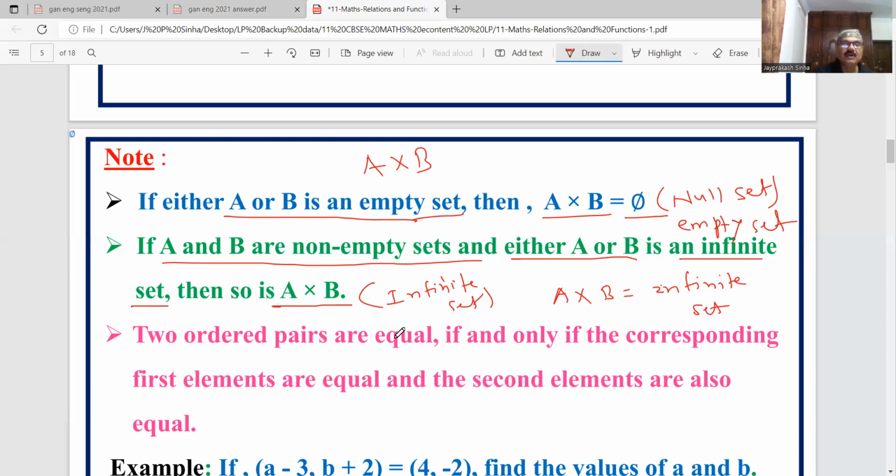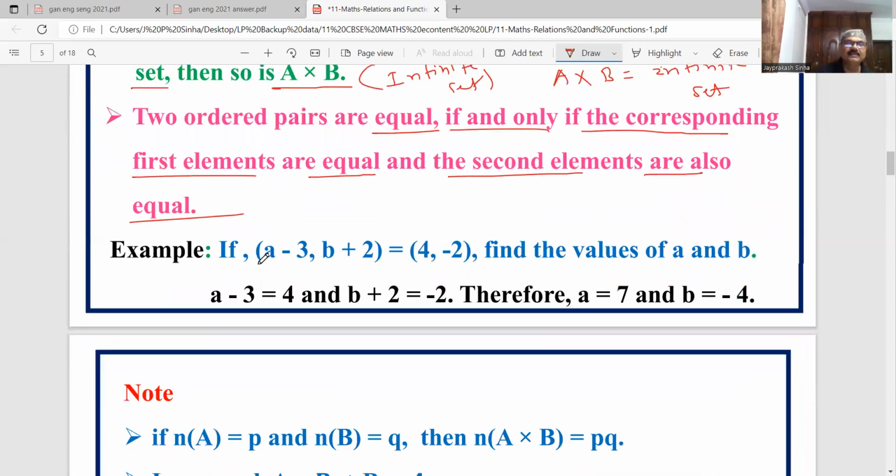Third point, two ordered pairs are equal. Two ordered pairs are equal if and only if the corresponding first elements are equal and the second elements are also equal. If the corresponding first elements and second elements are equal, then only two ordered pairs will be equal.